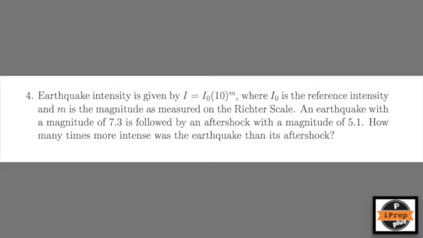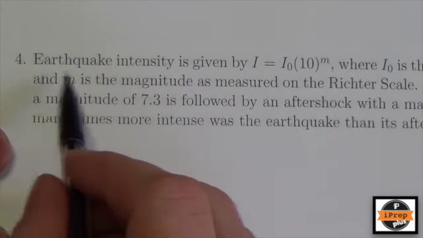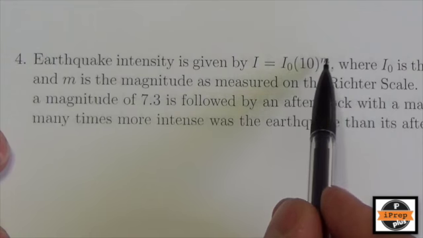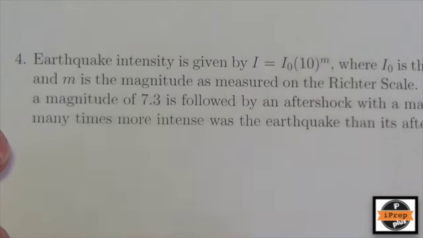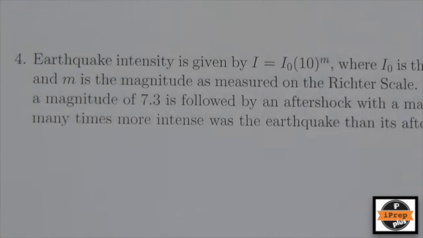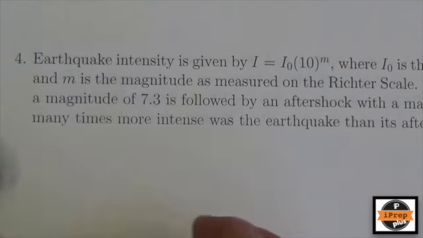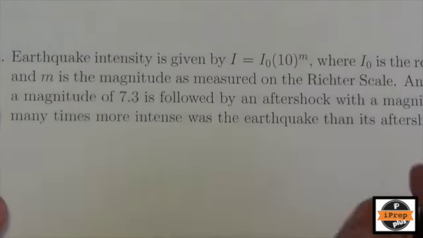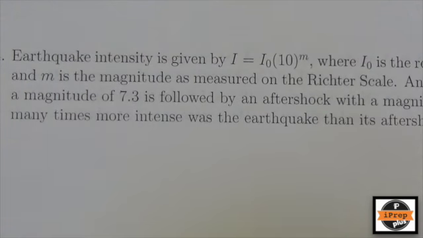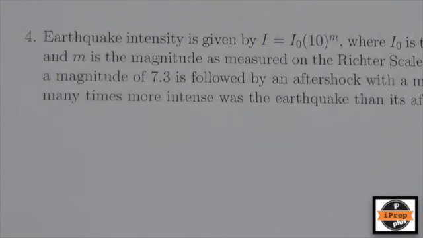Example 4. This question says earthquake intensity is given by I equals I naught times 10 to the m, where I naught is the reference intensity and m is the magnitude measured on the Richter scale. Very similar in structure to the decibel scale, if you think back a few minutes. An earthquake with a magnitude of 7.3 is followed by an aftershock with a magnitude of 5.1. How many times more intense was the earthquake than its aftershock? Very similar to the decibel problems, what we're being asked to do in this particular problem is compare the intensities.